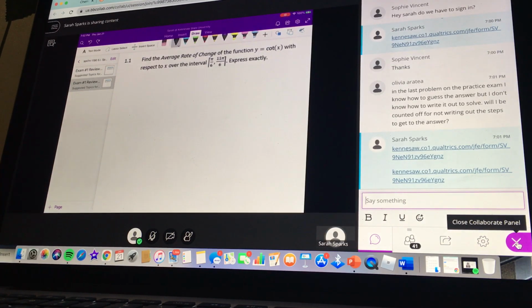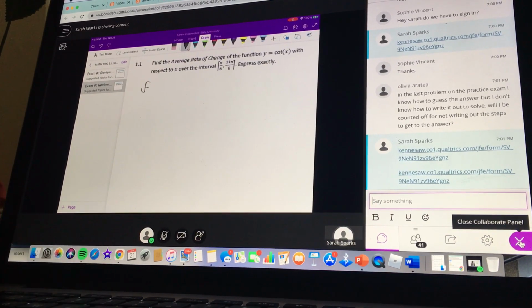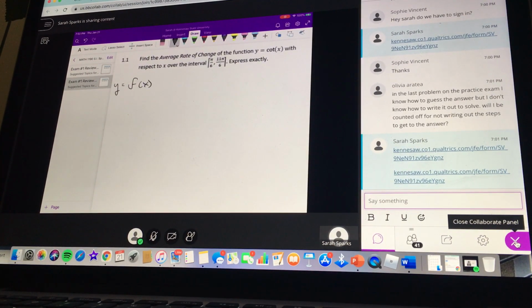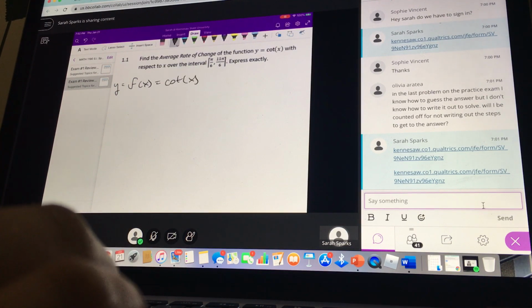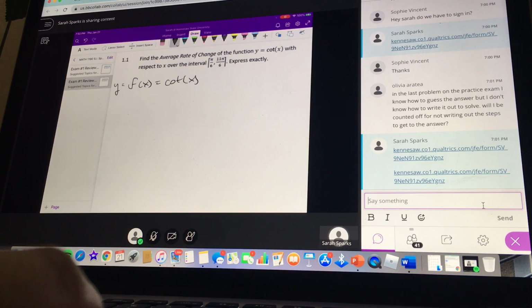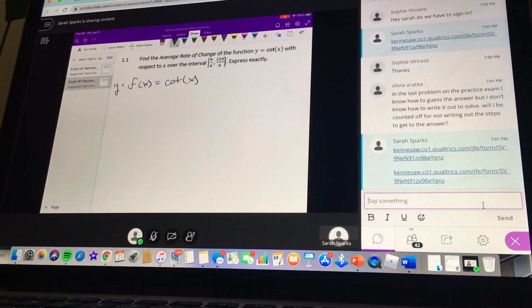So I'm going to start out by redefining y to be f of x, because to me that makes a little more sense as cotangent x. And then from here, before I even find the rate of change, I'm going to evaluate this function at pi over 6 and 11 pi over 6. So f at pi over 6 is going to be equal to cotangent pi over 6.